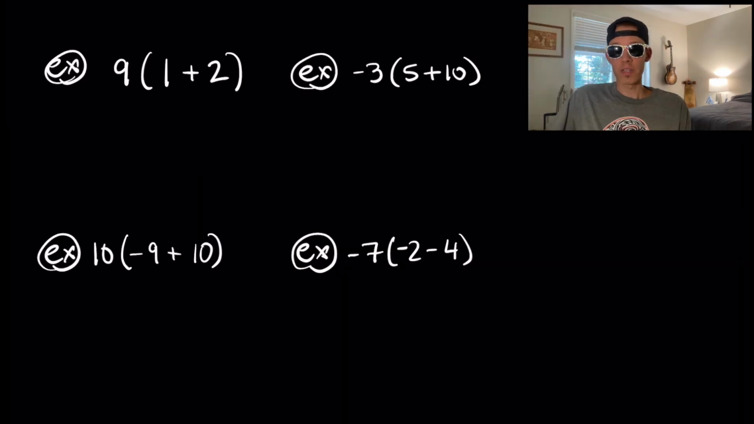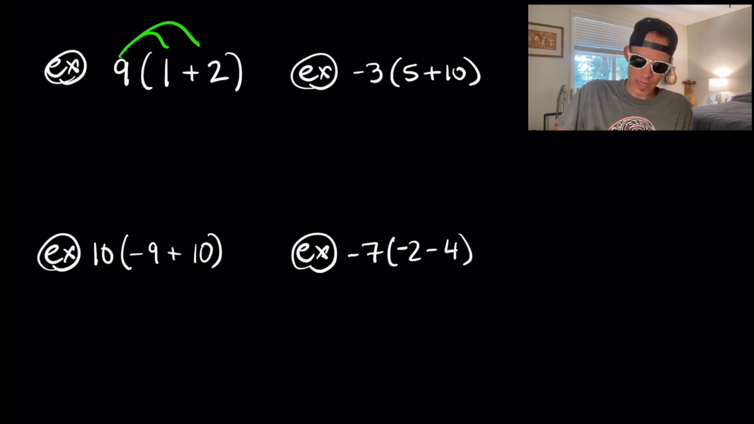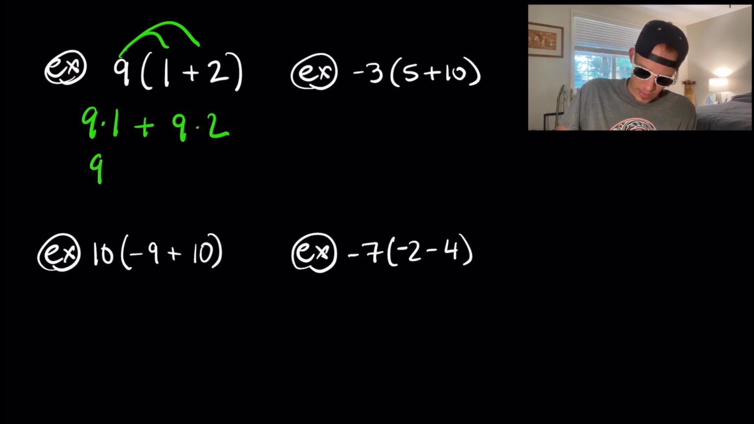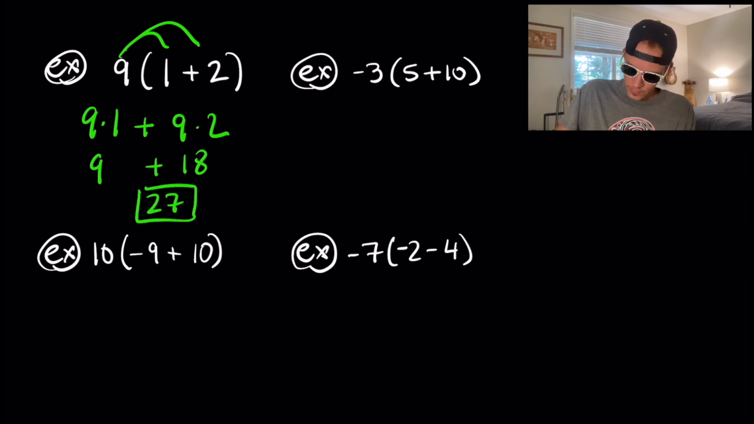Let's walk through a couple of examples using the distributive property and only using numbers for now. So when I have the number on the outside, I distribute it to the terms on the inside of the parentheses, or I multiply the outside number to the numbers on the inside of the parentheses. So I'll have 9 times 1 plus 9 times 2. 9 times 1 is 9. 9 times 2 is 18. 9 plus 18 is 27.